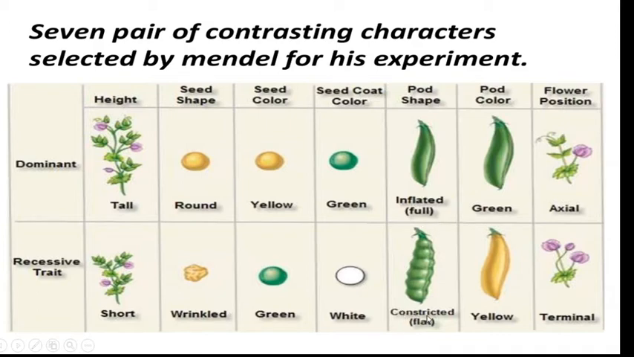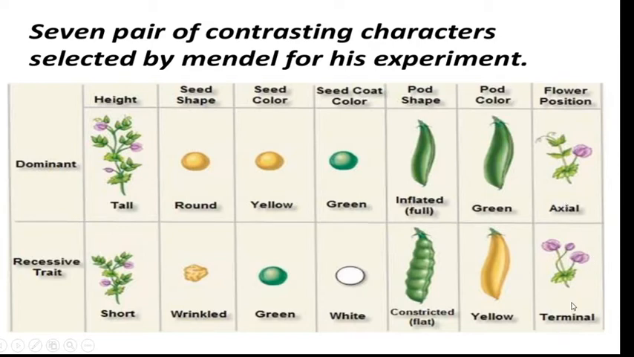And another one you can see is constricted. In red gram, especially, you can find this constricted shape. Like that in pea also, some varieties have some parts with this constricted structure. They are said to be flat also. And the color of the pod is green and also yellow. Flower position is axial and terminal.